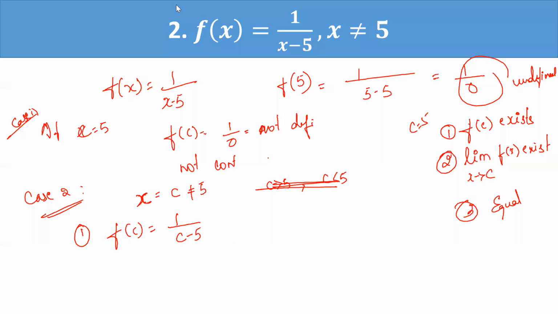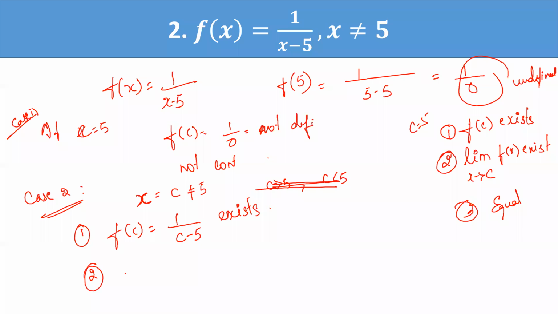Why is it well defined? 1 by c minus 5. What is the value of c? c is not equal to 5, correct? Yes, it exists. Why? Because here we have taken c is not equal to 5. So c can be any value greater than 5 or less than 5. We know the function is not defined only if x is equal to 5. Only then the function is not defined. All the other places the function is defined. So we have taken c not equal to 5, which means clearly f of c exists.